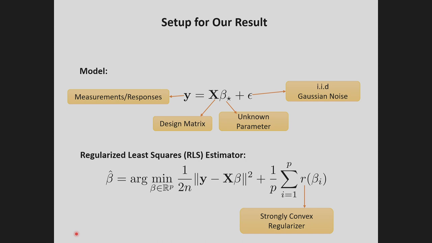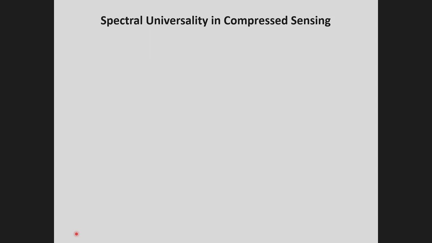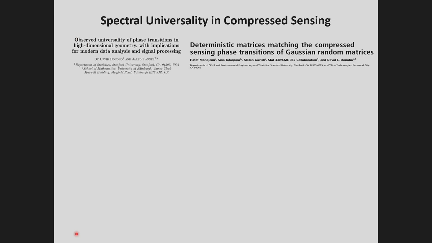Okay, so is the setup okay? We would like to understand when spectral universality happens in the context of the performance of these regularized least square estimators. In precisely this setup, this spectral universality phenomenon was observed in the work of Donoho and Tanner and a subsequent work of Monajemi et al. So just to explain what they observed.